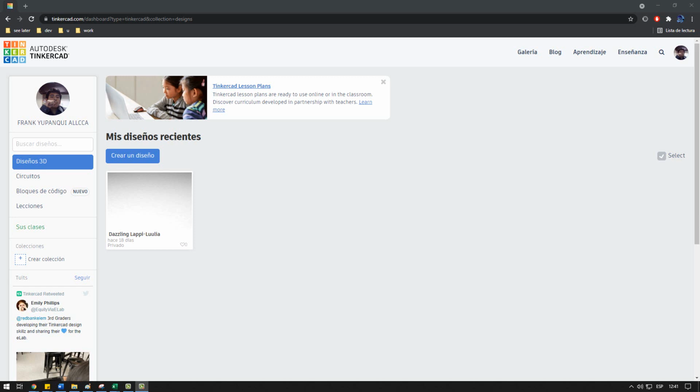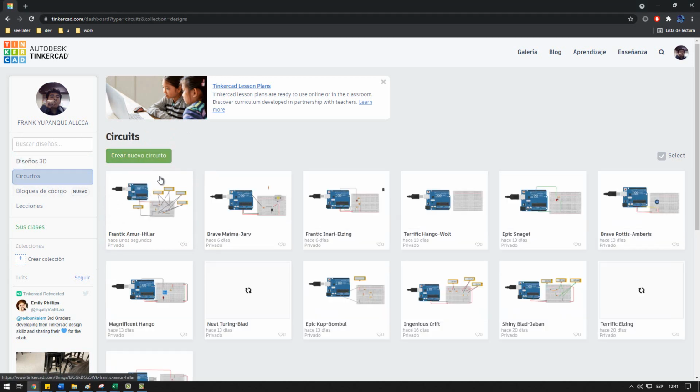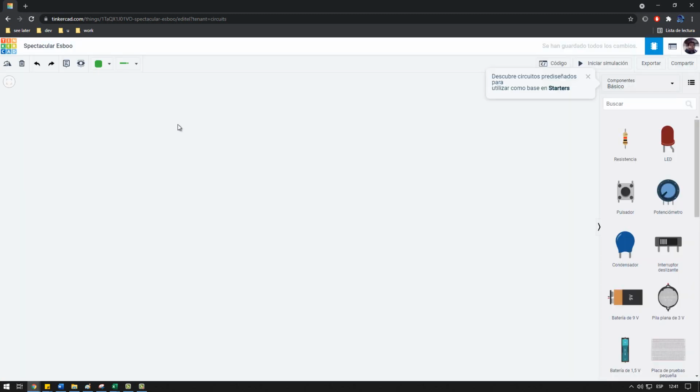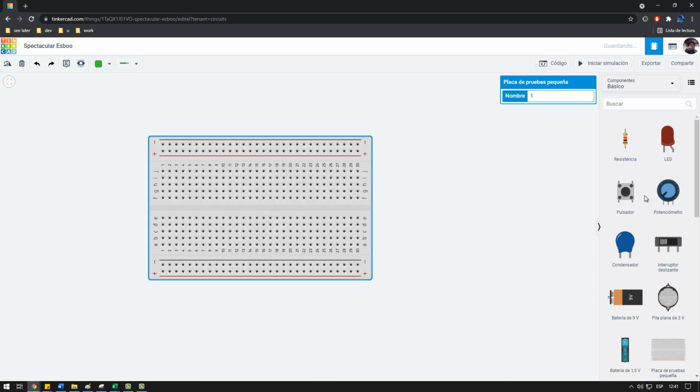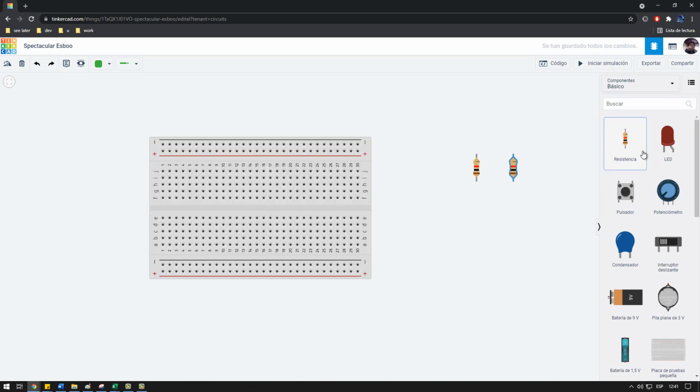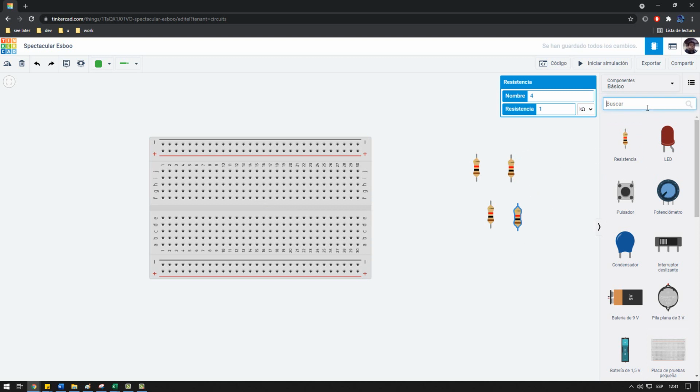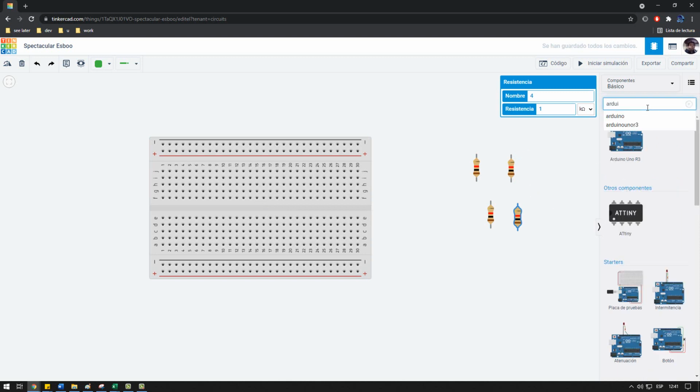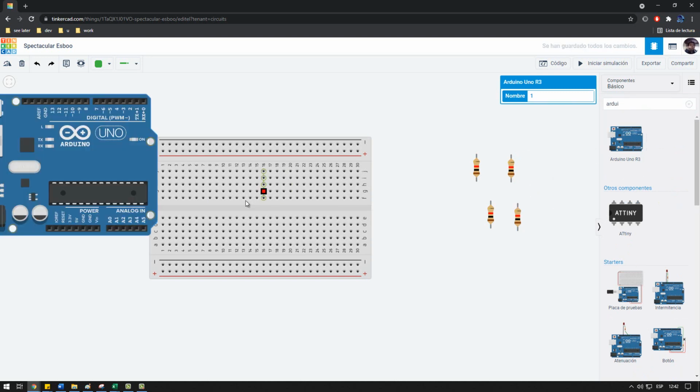Hi again. Here we need a free Tinkercad account. You can create it yourself. After that, click on circuits and create a new one. Just wait. Here we need a testing board. After that, we need 4 resistances, 1, 2, 3, and 4. Okay, and an Arduino board, right here. Just wait a second. Okay, done.